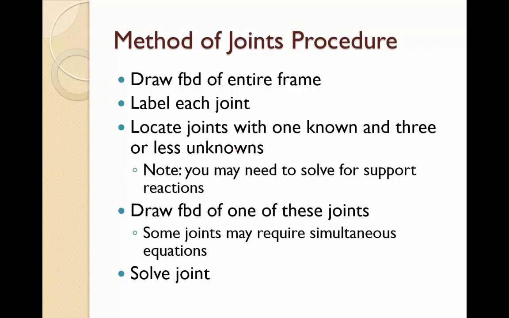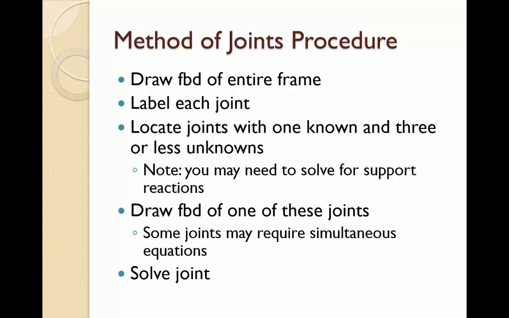The procedure is as follows. You begin with drawing a free body diagram of the entire frame, then label each joint. And then what you want to do is locate the joints with one known and 3 or less unknowns. So you don't want more than 3 unknowns. You might have to solve for support reactions, you might not. It depends on the problem.